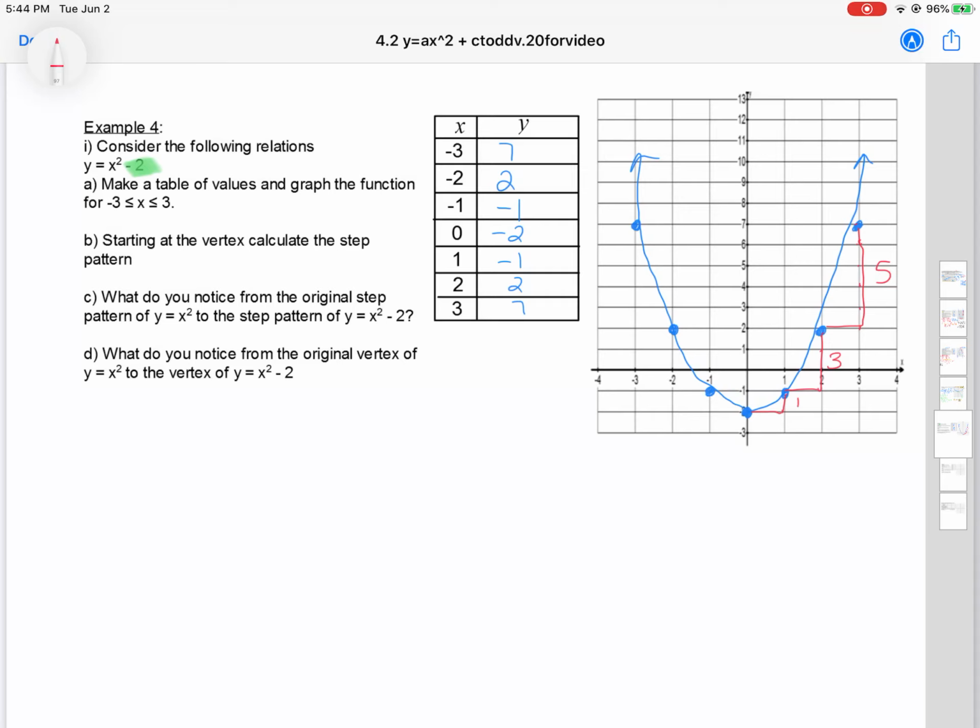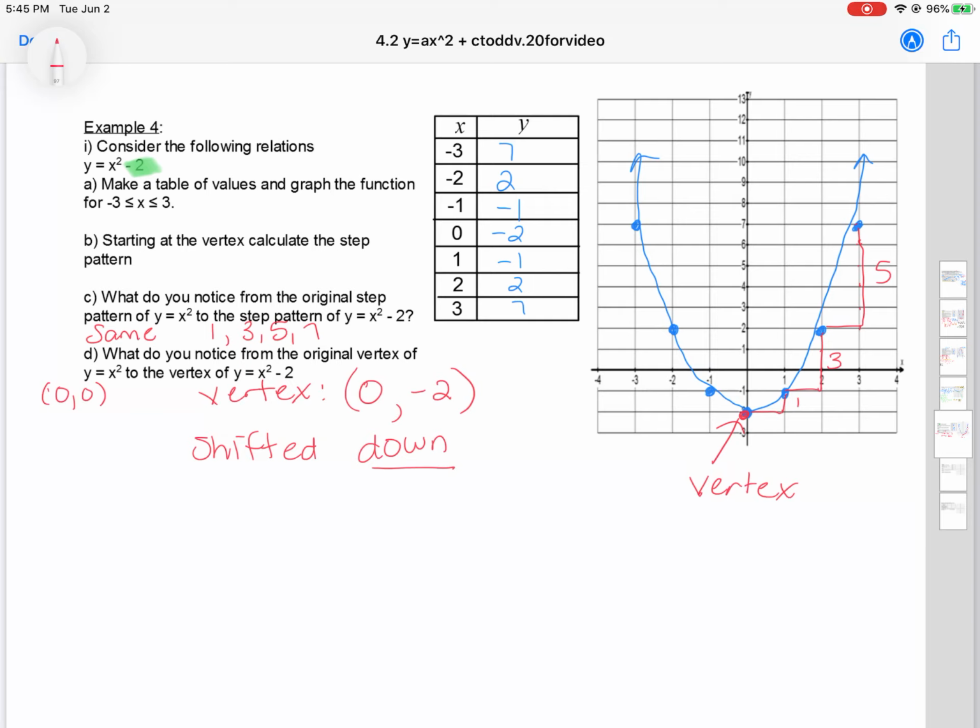Okay, so that doesn't change. What do you notice about the original step pattern? It's the same. It's 1, 3, 5, 7. So this time we're not changing the step pattern. So what do you notice about the vertex? So the original vertex again is 0, 0. Now our new vertex, this point down here is the vertex. It is 0, negative 2.